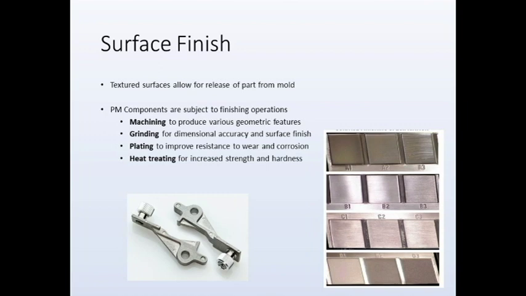Surface finishes. Surface finishes are often required for our green components to make sure that they have the required finish that we want. Many powder metal injected components are subject to finishing operations like machining to be able to get specific geometric features that we want. Grinding helps improve our dimensional accuracy and surface finish. We also see plating to help improve resistance to corrosion and wear. And heat treating also helps increase the strength and hardness of our green part.